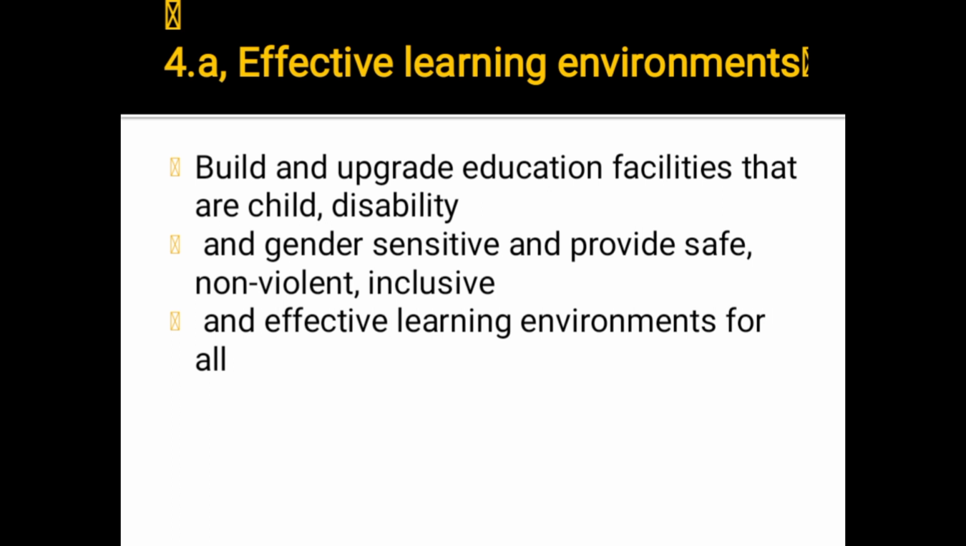Target 4.A emphasizes effective learning environments. The environment should be upgraded, and facilities should be there for children, including children with disabilities, and it should be gender sensitive. A safe and non-violent atmosphere should be provided. That means a student should feel safe and secure when they come to school or college.